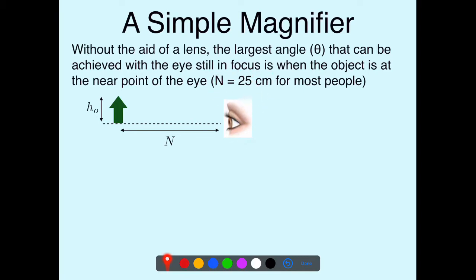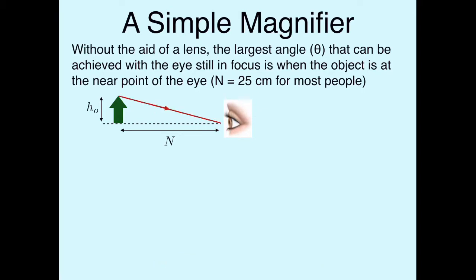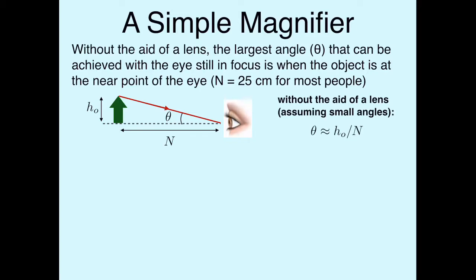So we have an object, the height of it is h0, and the distance between that object and your eye is N, the near point. Let's consider a ray of light coming from the top of the object into your eye. That's going to make an angle, which we'll call theta, with respect to this line at the bottom of the object. In other words, that's the size of the object in our field of view, theta. Now, as long as we assume small angles, which is what we'll do throughout this, then theta is approximately equal to h0 divided by N.